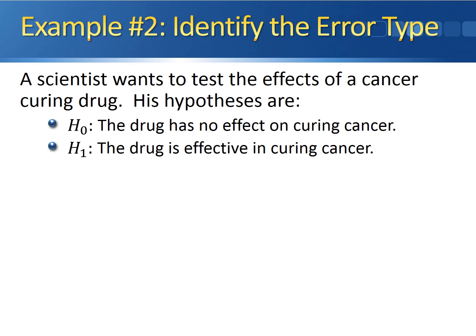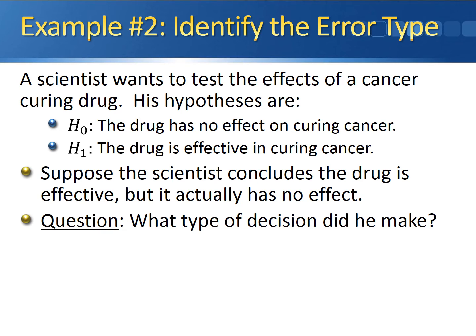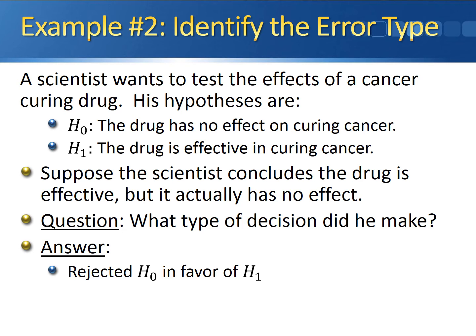Let's work with the same scenario, only this time, suppose the scientist concludes that the drug is effective, but in reality, the drug actually has no effect on curing cancer. What type of decision did he make here? Well, in this case, he rejected the null hypothesis in favor of the alternative hypothesis. He concluded that the drug is effective in curing cancer. However, the null hypothesis is actually true. The drug actually has no effect in reality.